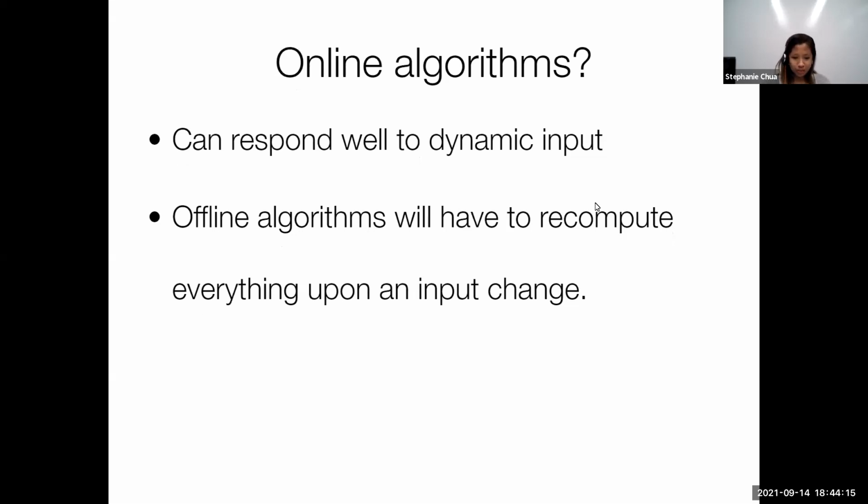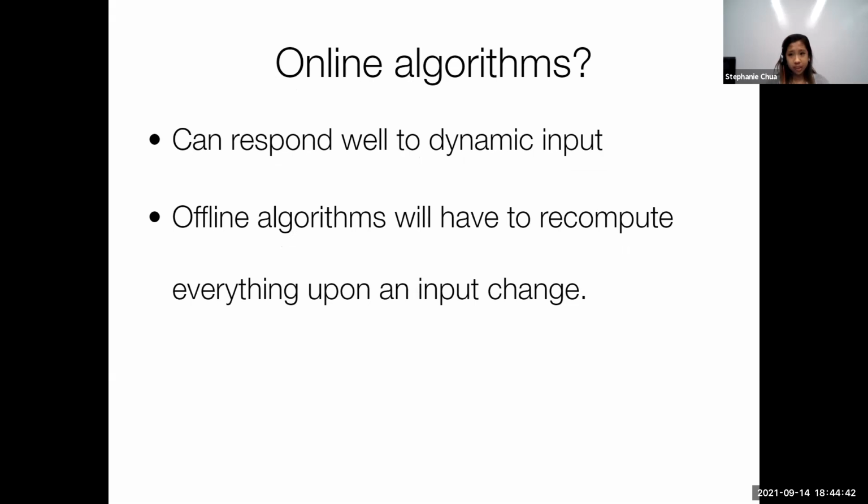Yeah, dynamic input. So there's input that changes. The way you can think about it is if you have a program that accepts a list of strings, what happens when the list changes? If you have to recompute from the beginning again, then that program is something we call an offline program, because it will have to recompute everything again from the beginning.